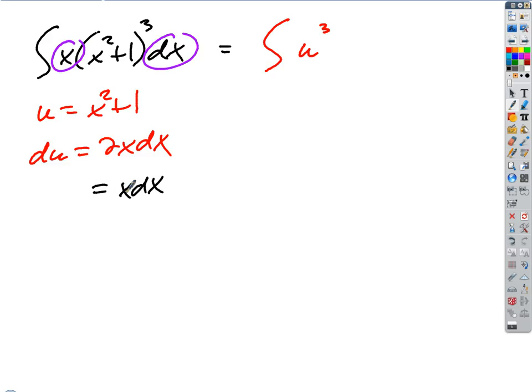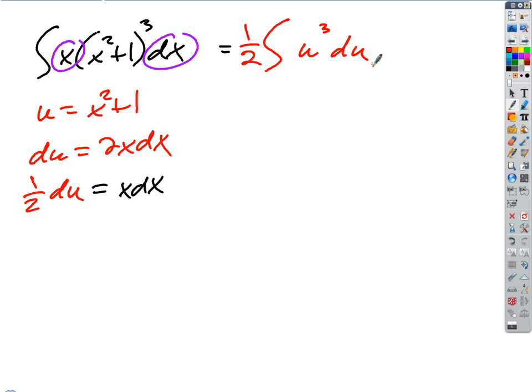Well, x dx just equals, what is it? du over 2. Or 1/2 du, right? Make sense? So now we can make our substitution, can't we? Because we've got a u cubed times a 1/2 du. We'll just put the 1/2 out front. That's snazzy. Okay. And so that's one we know how to do.